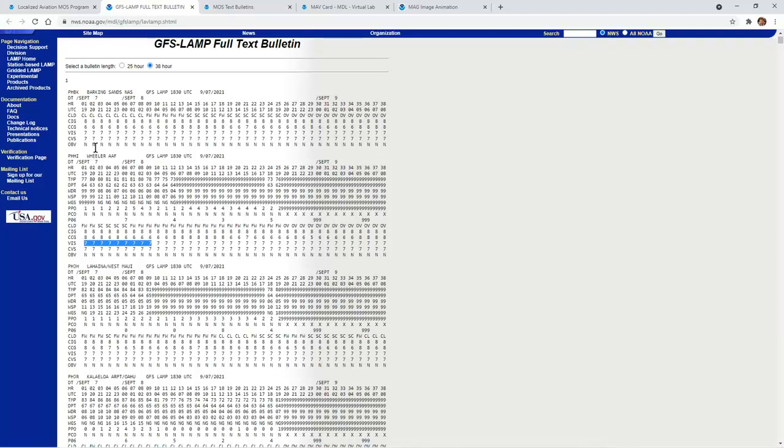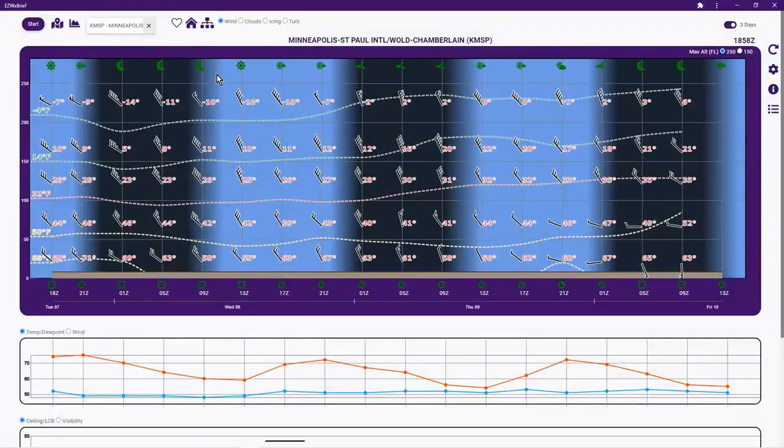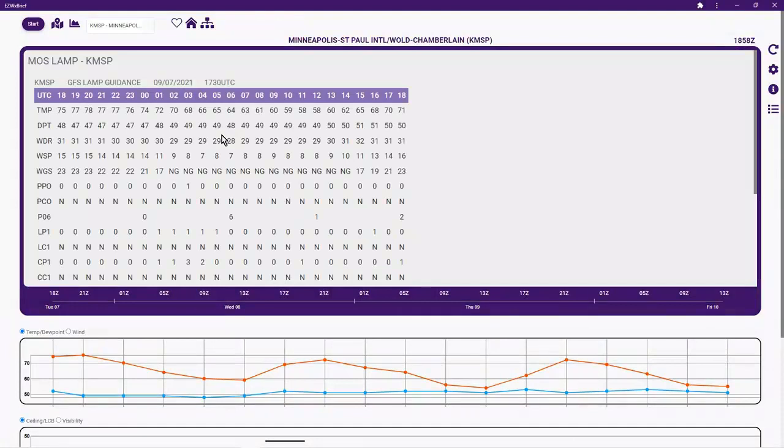And again, there are some websites that provide this information, and the LAMP MOS product is something that is provided by EZWxBrief. So EZWxBrief, for instance, if you go to and pull up, let's say, Minneapolis, St. Paul that we're looking at, and you go to the selector here, and you can pull up the LAMP MOS product for that particular airport.